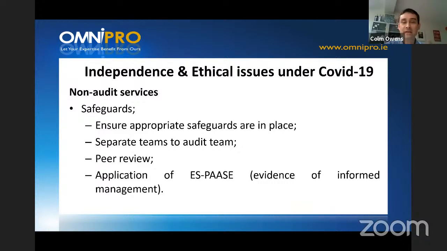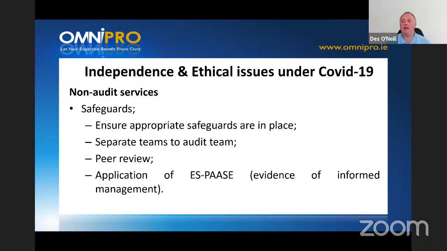And then it's just, in terms of everything, ensuring that your safeguards are in place. You've got separate teams, if it's possible, peer review, the PASI, various safeguards that just need to be in there. And there will be more attention paid to this, definitely, on file reviews across the board.